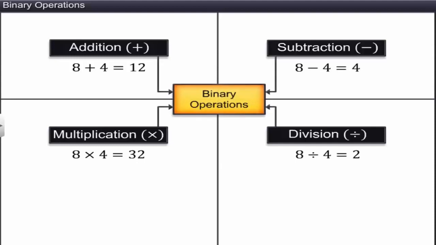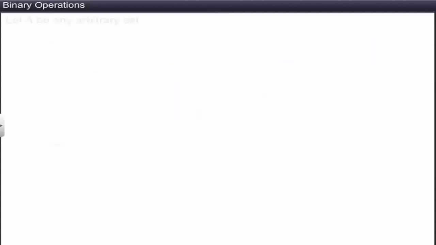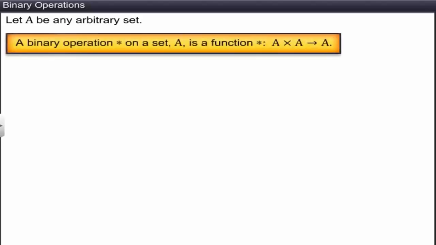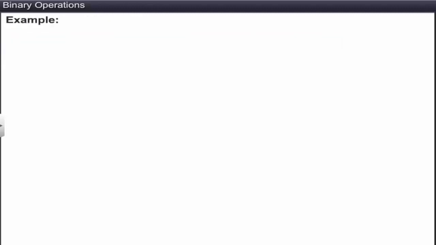Binary operations can also be defined in terms of functions. Let A be any arbitrary set. Binary operation star on a set A is a function star from the Cartesian product of A to A. We denote star of A comma B by A star B. Let us consider an example to take a broader view.